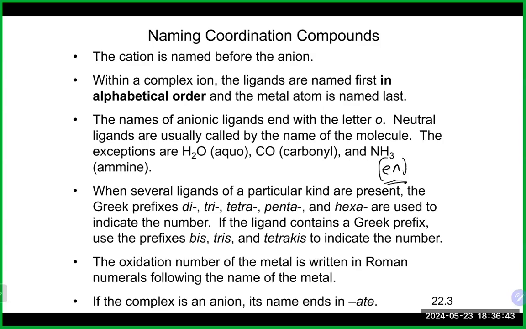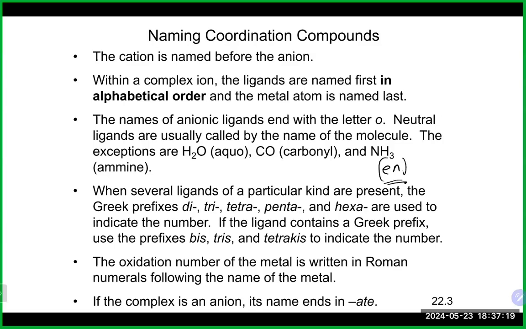So if you had that guy and you had two of them, you wouldn't use di, but you would use bis in that case, because the name of the ligand itself already has something like di in it. That's probably the most common one you'll come across where you'll do that. I will say oxalate, even in the name that we use for it, doesn't necessarily have a prefix in it. In a sense, people will sometimes use bis and tris if you have more than one of those as well. So it's fairly common.